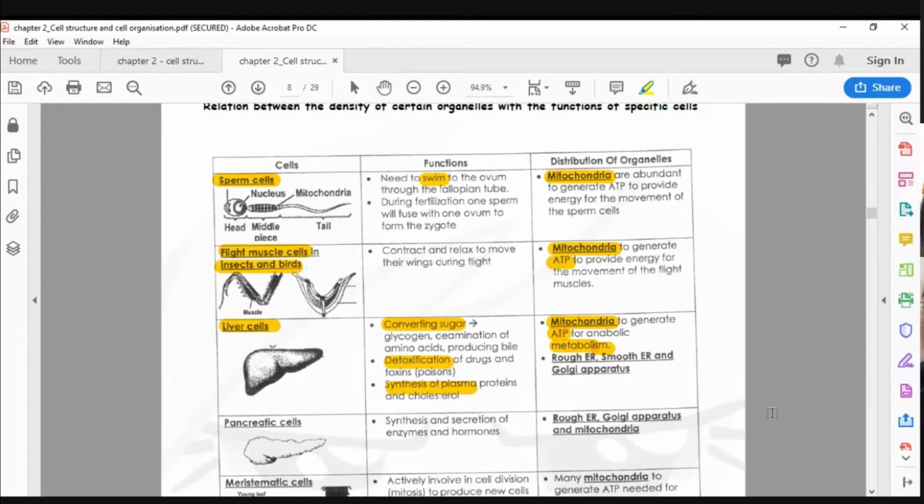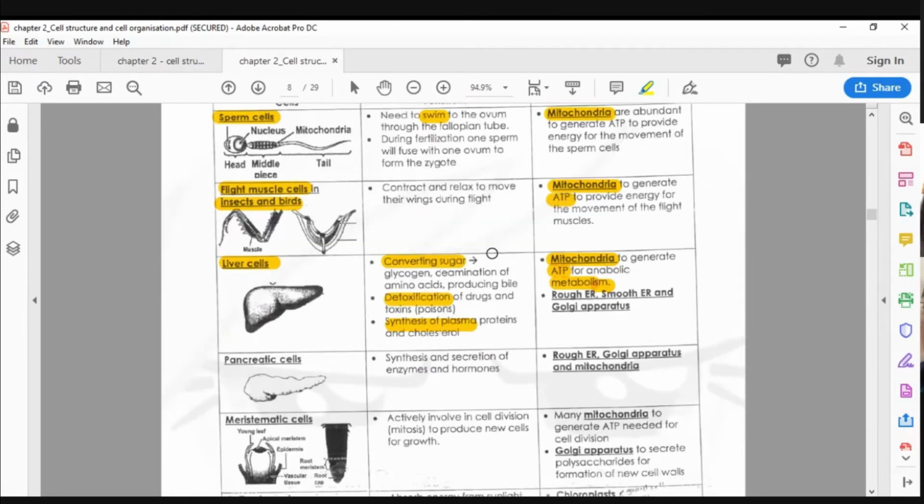What type of cells has a lot of mitochondria? Sperm cells. Some more? Liver cells. Yes, liver cells. And flight muscle. Yes, thank you so much. Okay, that one is for mitochondria, correct?